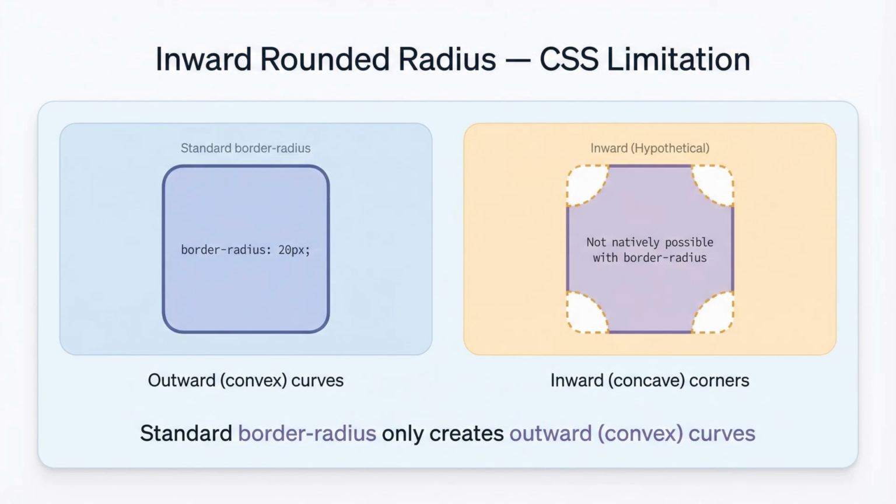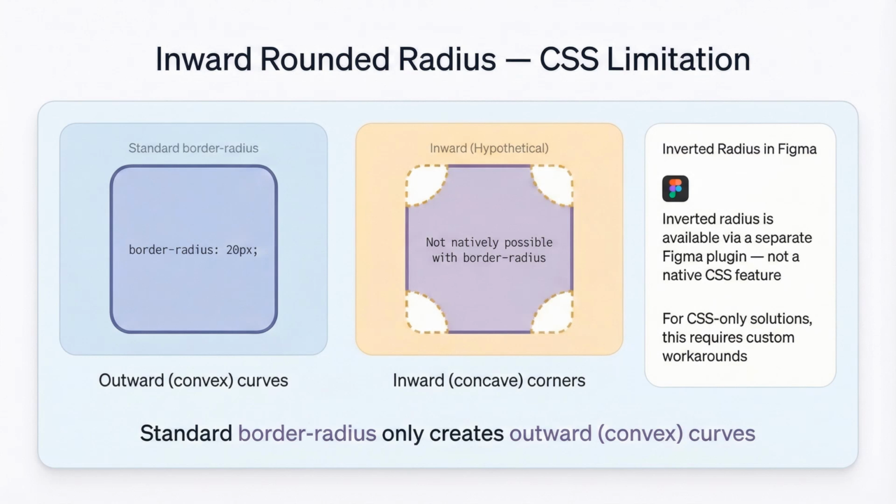A student asks whether CSS can create an inward rounded corner, essentially a concave notch instead of the typical outward curve. The instructor looks it up and confirms. Standard CSS border radius only produces convex outward curves. There's no native CSS property for an inverted or inward radius.